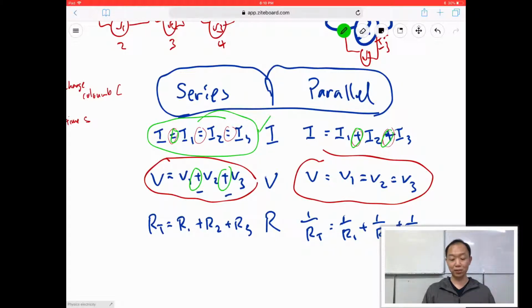Then you can deduce 4 formulas already: 1, 2, 3, 4. And last but not least, the resistance. Resistance is slightly easier to remember. It is R1 plus R2 plus R3, and because this one is so special, for parallel, 1 over RT equals 1 over R1 plus 1 over R2 plus 1 over R3. That's 10 formulas. You need to remember that.